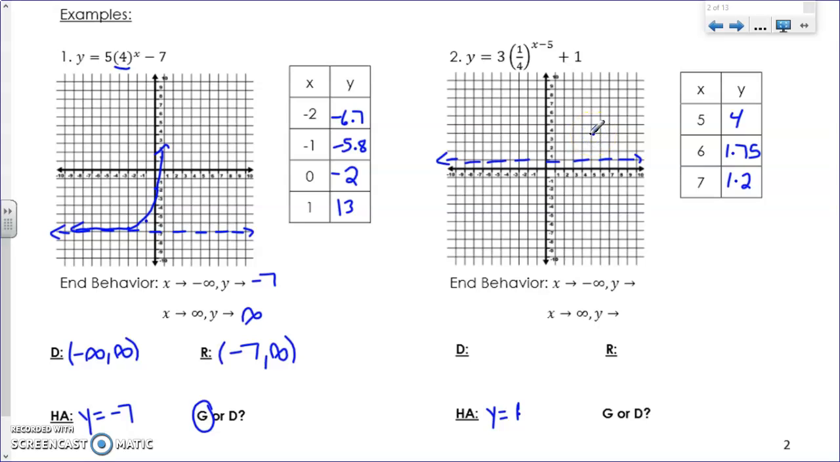decaying, so it's going to start high and go low, 1.75, and then 1.2. So you can see here that the graph's going like that.